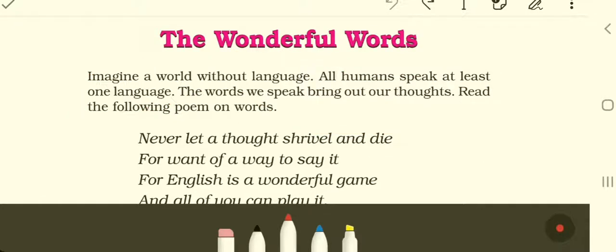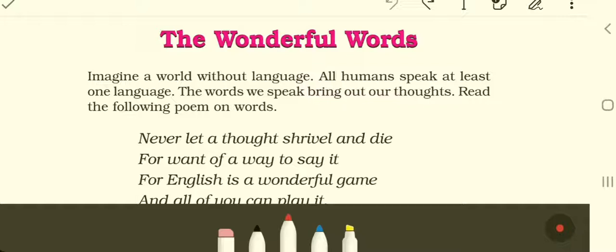Imagine a world without language. Just imagine, we are conversing with each other. Just imagine there is a world where we are not able to communicate. Imagine you are at home and you want to speak with your parents, but you are not able to speak. There is no language in the world. So how are you going to communicate with your parents? If you are hungry, how will you say?